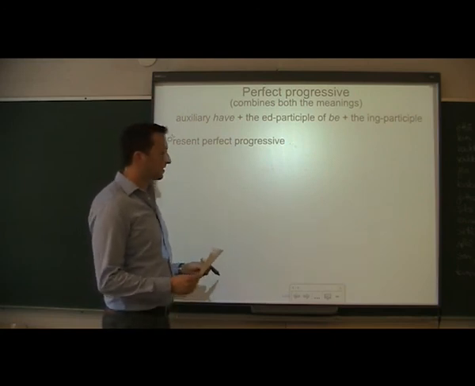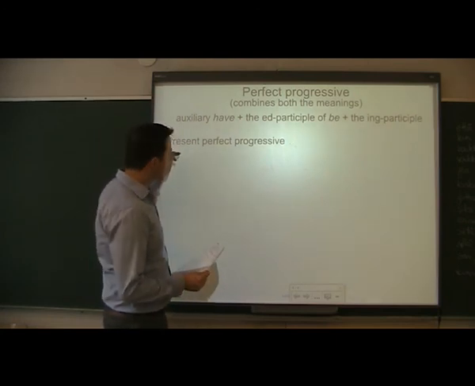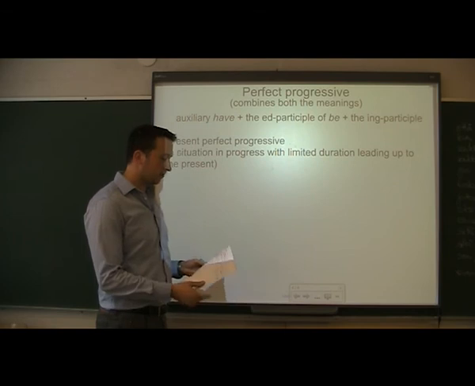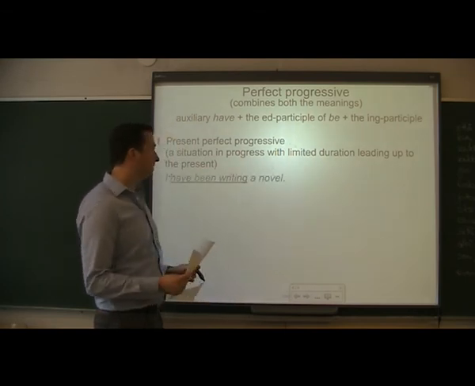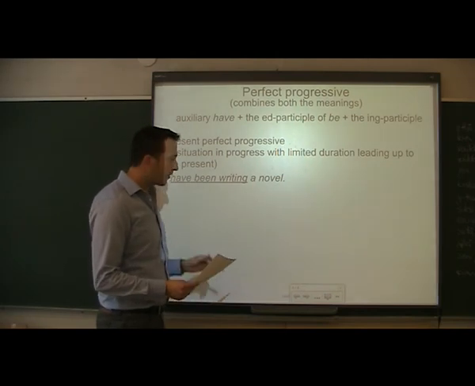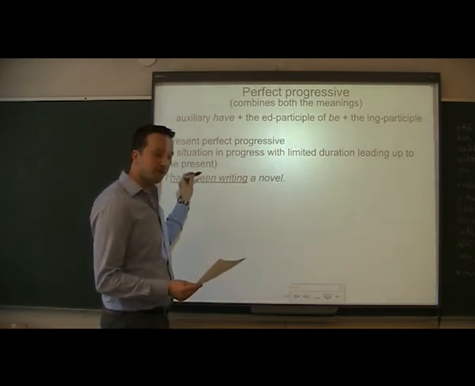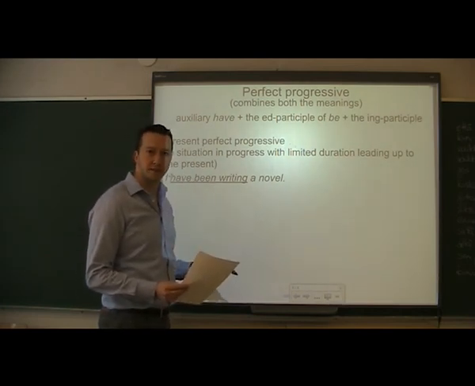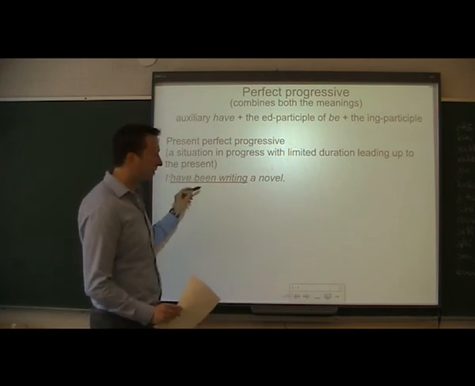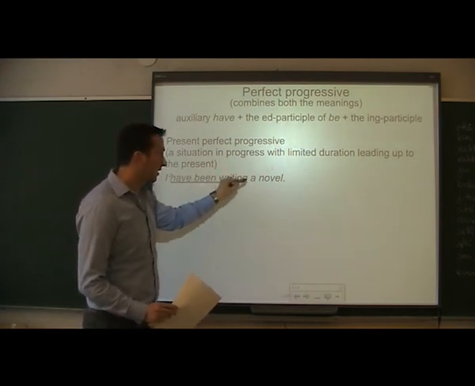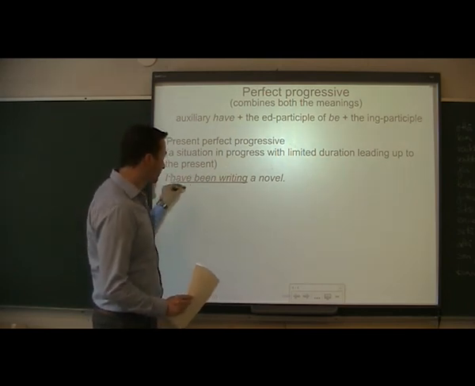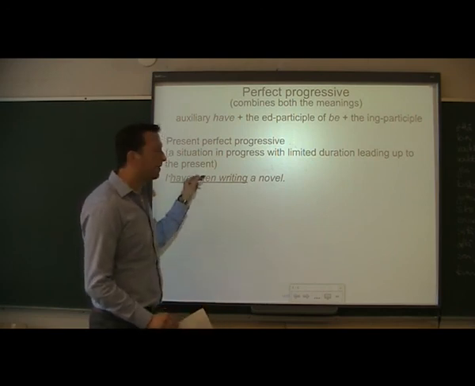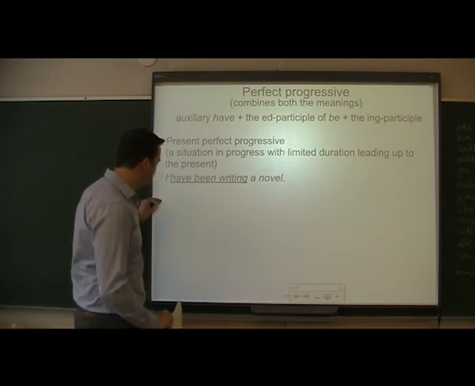Present perfect progressive is used to describe a situation in progress with limited duration leading up to the present moment. As in, I have been writing a novel. Here again, the implication is that it's not finished. This conveys a possibility of incompleteness. The novel is not finished. Therefore, you have the -ing participle, and you're still doing it. You have the perfect aspect there as well. So both perfect and progressive aspects are present in this way.